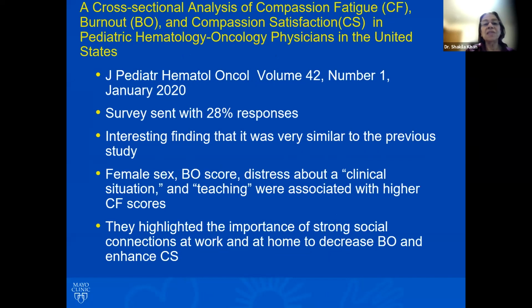So this was another study in the US, again something similar. Female sex and burnout score, and distress about a clinical situation in teaching, were associated with higher scores. And they highlighted the importance of strong social connections at work and at home to decrease burnout and enhance quality of life.